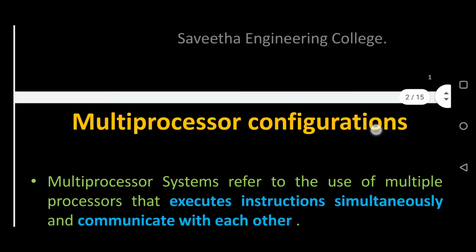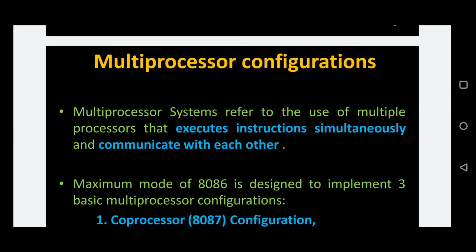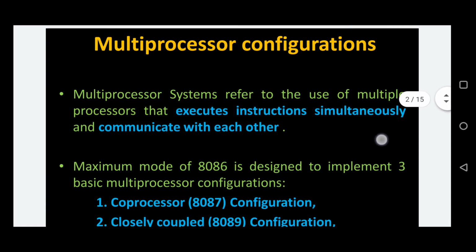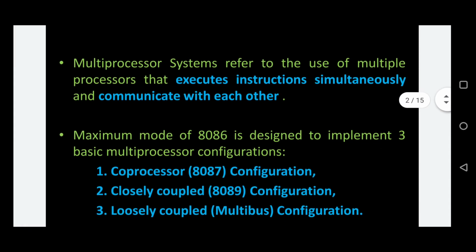So first, what is meant by multiprocessor configuration? A multiprocessor configuration is a system that includes two or more processors that execute instructions simultaneously. The keywords are: it executes the instructions simultaneously and it communicates with each other. That is called multiprocessor configuration.